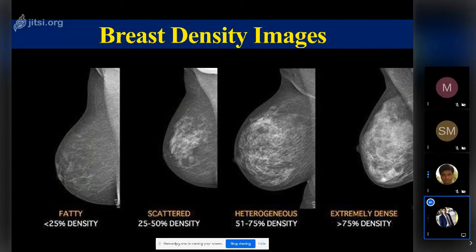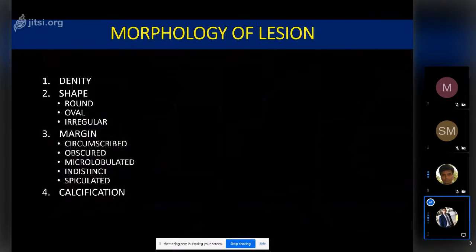So that is the importance of telling the density of the breast in the images. If you say the density of the breast in the images, that will help us understand how much is the impact of this imaging modality. And once we see the density of the breast, the next thing we have to see is the shape of the lesion, the density of the lesion, the margin, and the calcification.